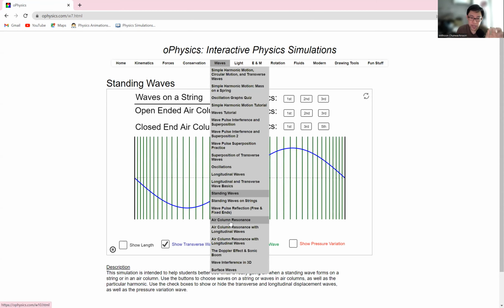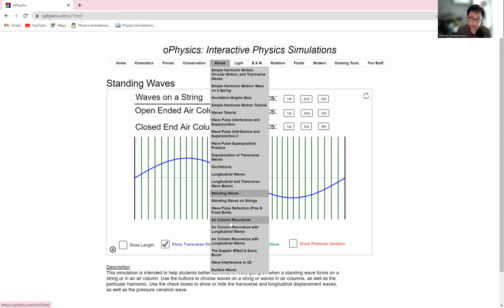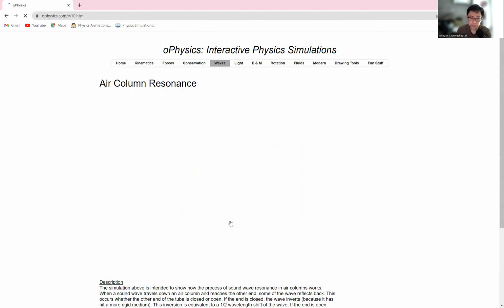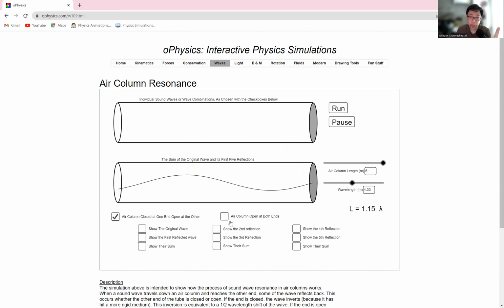I want you to see this one, air column resonance. This is the one. This is going to be close to what we have. All right, and this is exactly the shape of the column of air that is shown in the handout. I can pick open at both ends first for now. So this means the air column here is just, think of it like a pipe. Okay, so it's like a tube with two open ends.